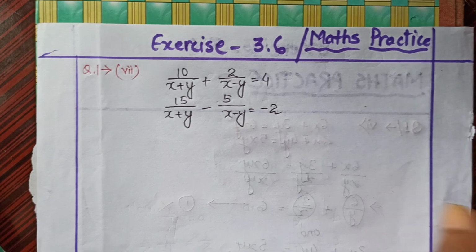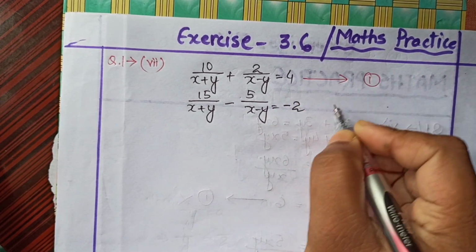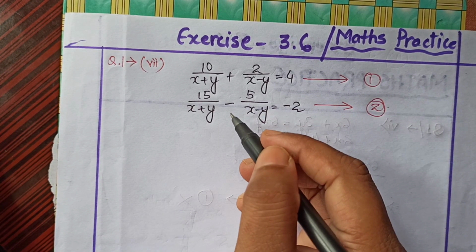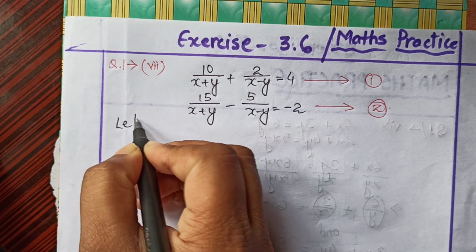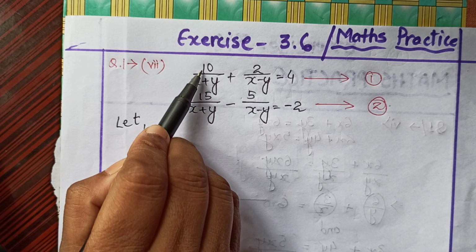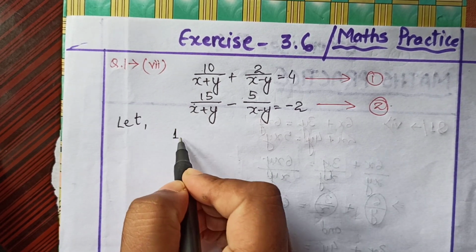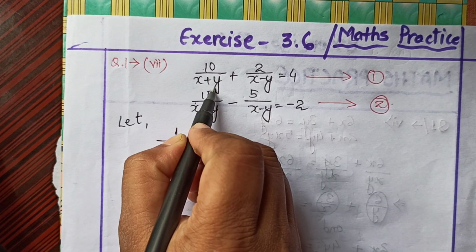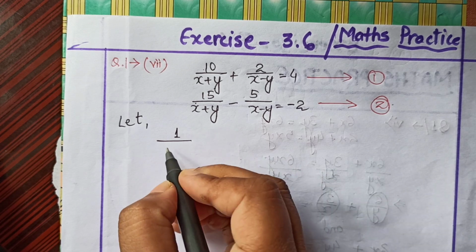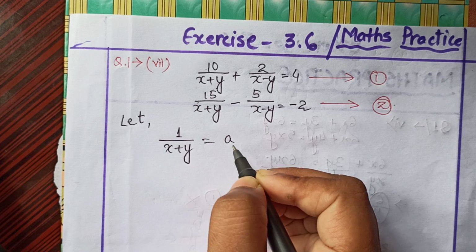So here I have written the given two equations. Let us assume this as equation 1 and this is our equation 2. Now we have to reduce it, so we will start by taking let. In the numerator here we have 10 and here we have 15. Both are not equal, so we take 1 upon x plus y, because we have x plus y in this denominator and in this denominator also. Both are the same, so we will take it as a.